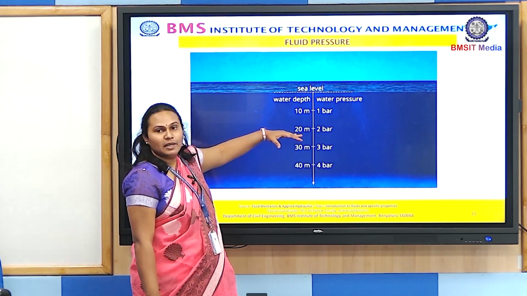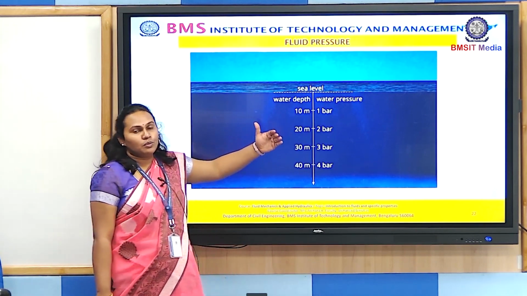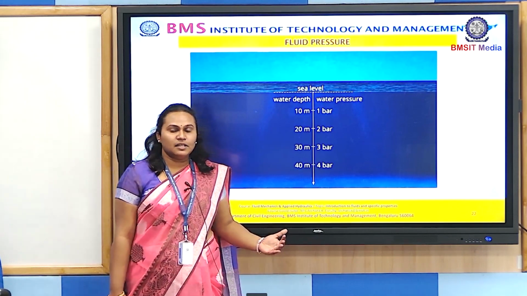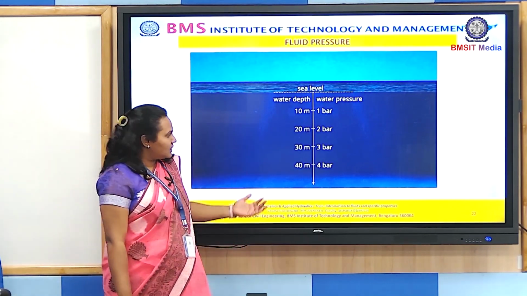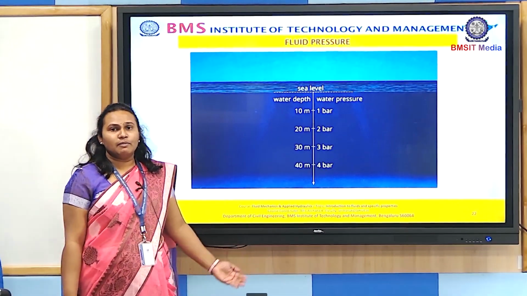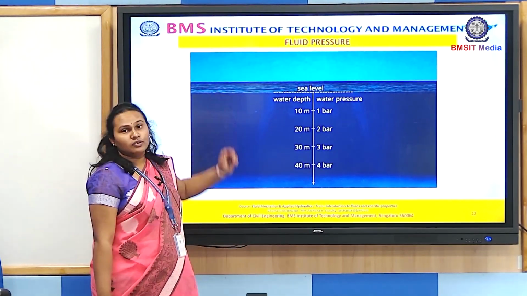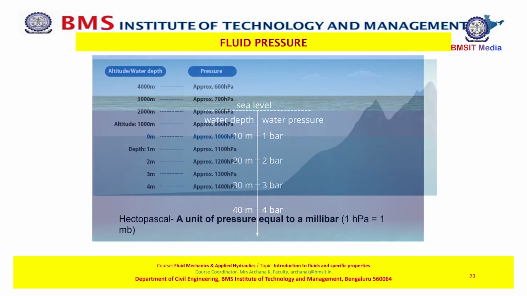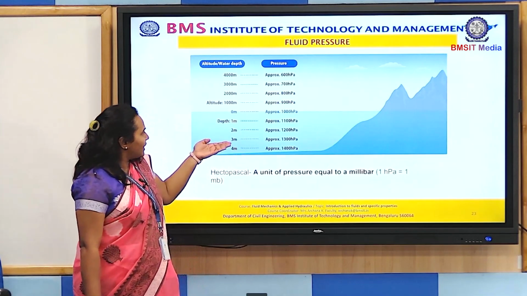Let me go to 20 meters, then the pressure will be rho g H, but H is 20 meters here, so the pressure is going to increase. If I keep going below, the pressure at the bottom of the sea will be very high as compared to the free surface. So this is what we were trying to express.